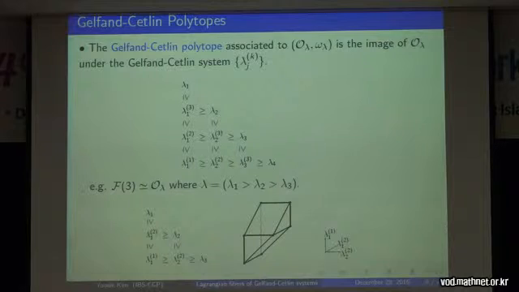So let's look at an example, the F_3 example, with a strictly decreasing sequence lambda 1, lambda 2, lambda 3. Then the Gelfand-Cetlin pattern would be like that. So the inequalities are like that. We have 6 inequalities and 3 variables. So we think about the half-spaces in 3-dimensional space and take the intersection of the 6 half-spaces. Then you will end up getting this polytope in R^3.